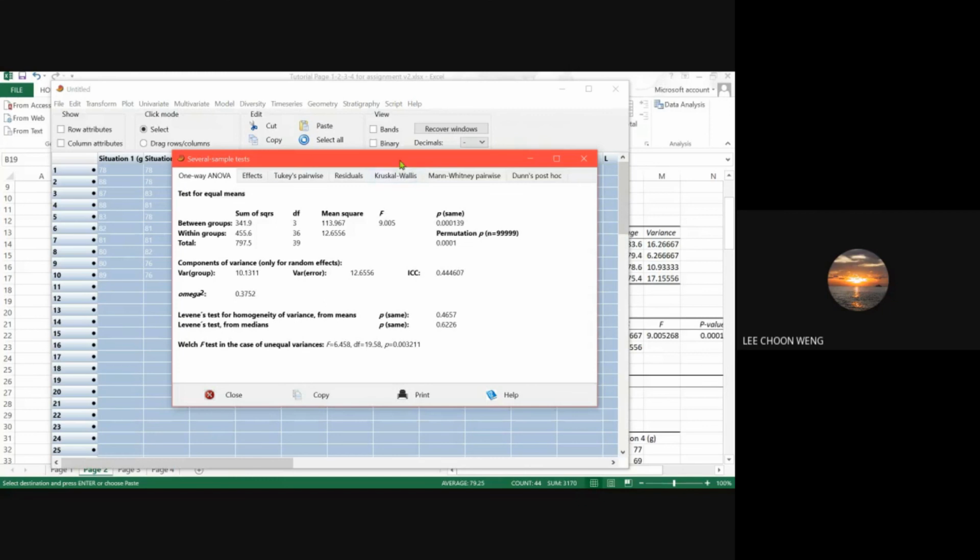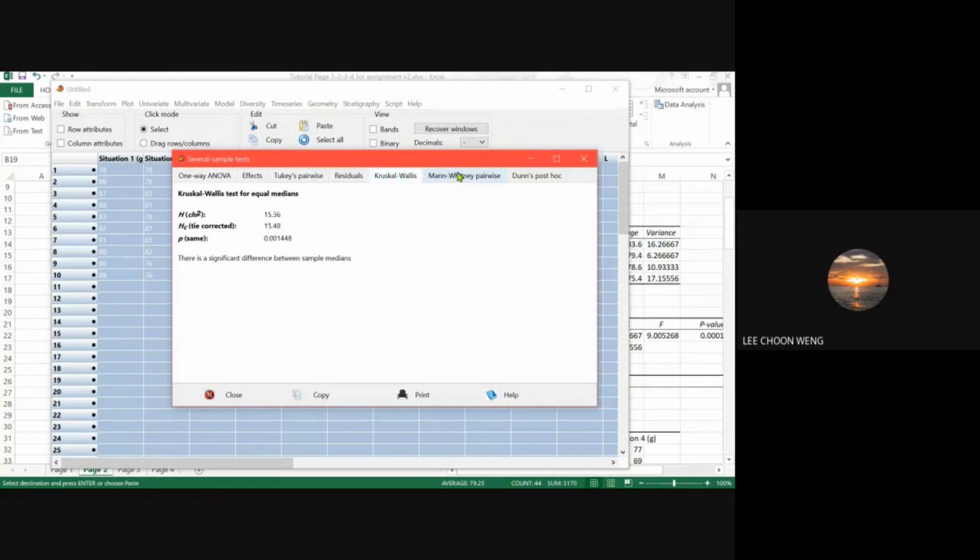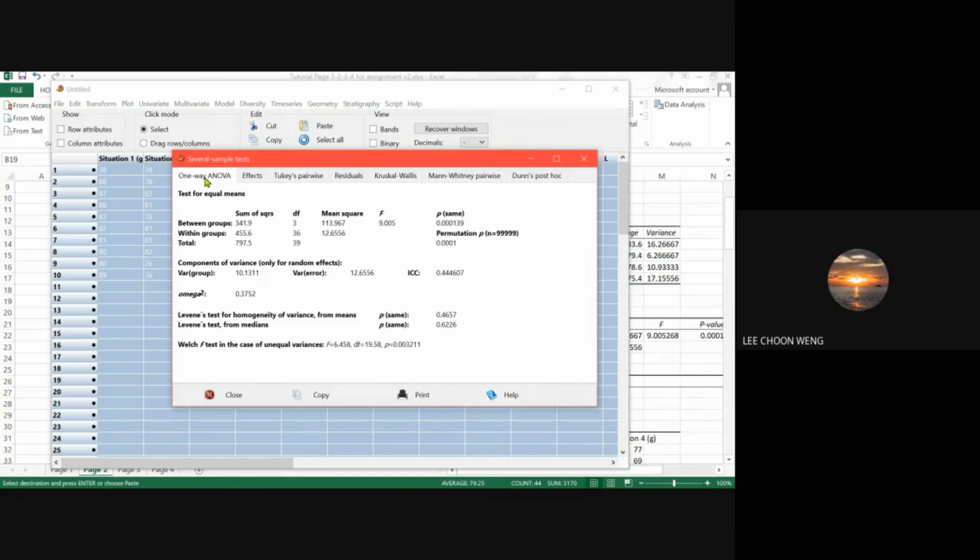Kruskal-Wallis is for non-parametric data. So they don't tell you whether your data is parametric or non-parametric. That you have to find out yourself. What it gives is everything. So you have to know that your data is parametric, and that's why you are using ANOVA.